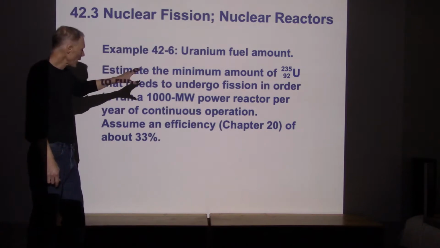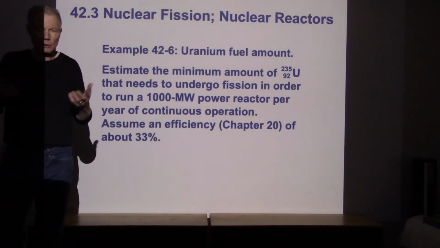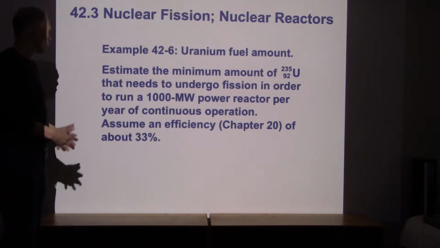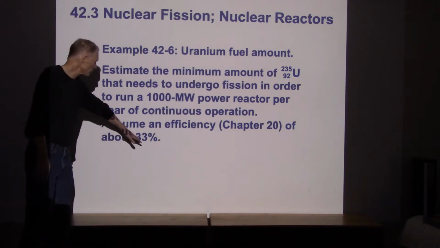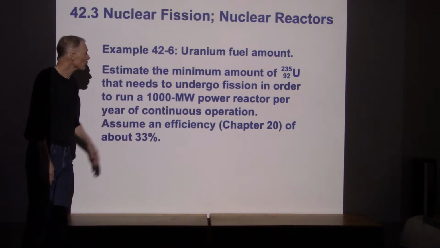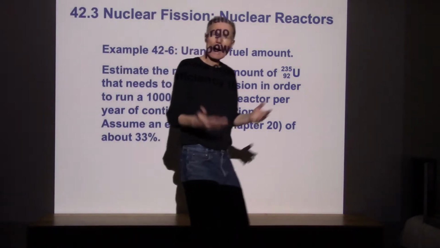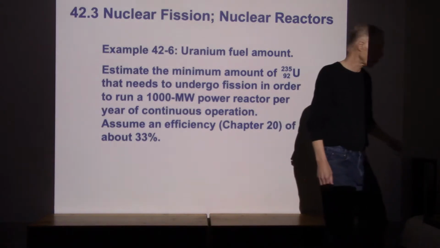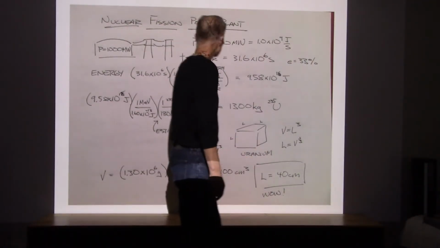So we're going to have a power rating on our power plant. It's going to be generating 1,000 megawatts of electrical energy. We want to run that for a year, and we have a thermodynamic efficiency, chapter 20, of 33%, and we're going to be using uranium-235 for our fuel. How much uranium should we order? So let's take a look at that.